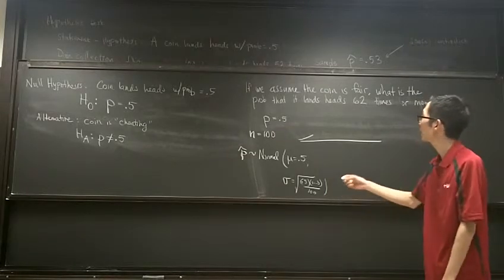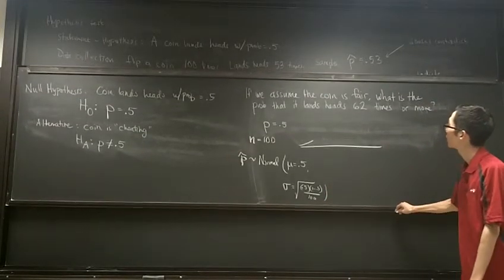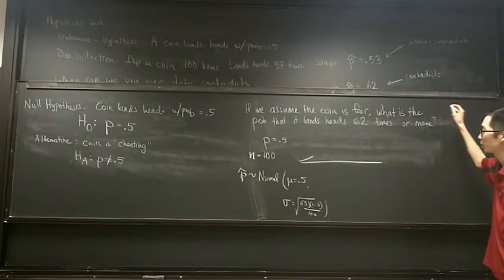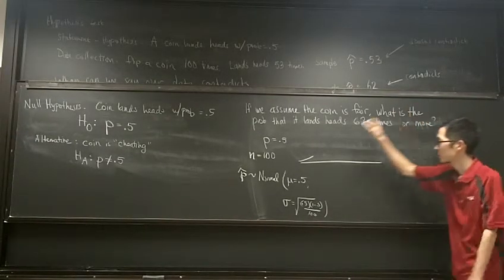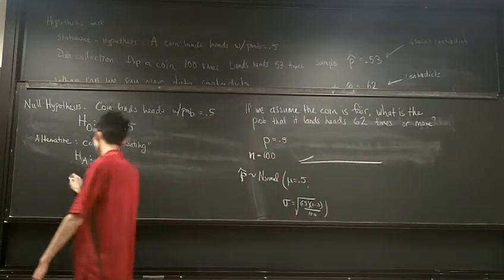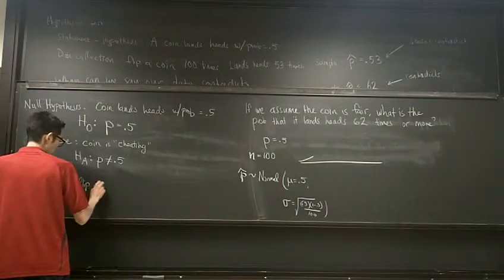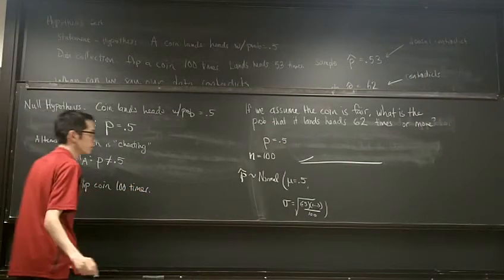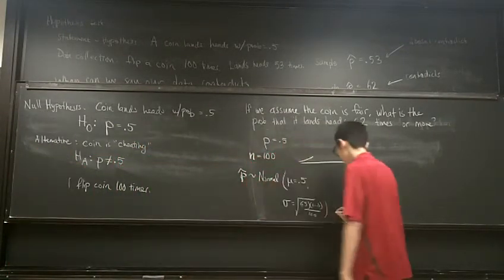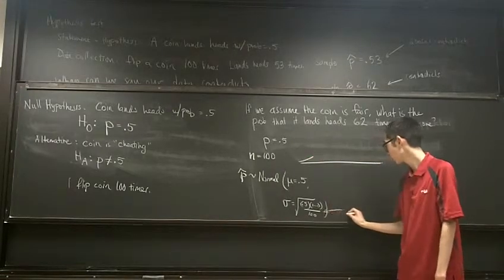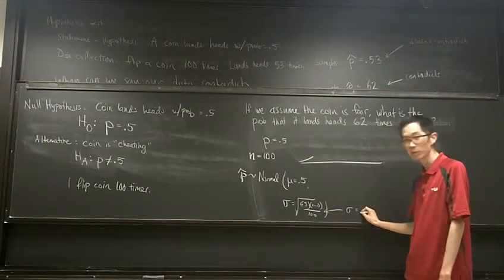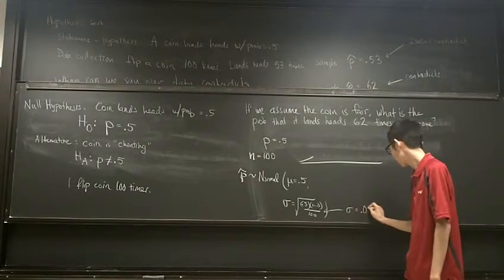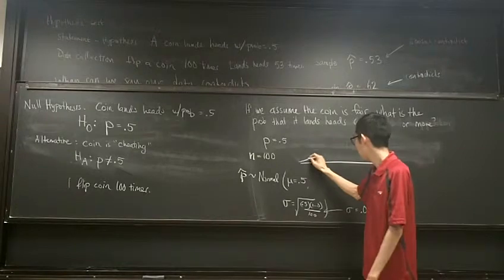I said I flipped the coin 100 times somewhere in there. The standard error is 0.05. Okay, so what does this number turn out to be? 0.05. Sigma is 0.05? Yes. Is there any more decimals? No, that's it. It's exactly 0.05. Okay, great.